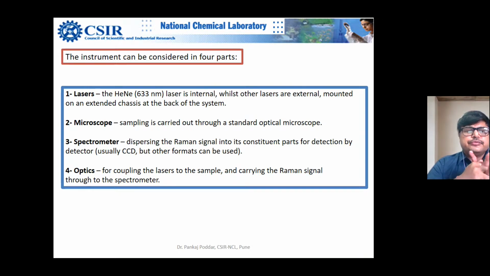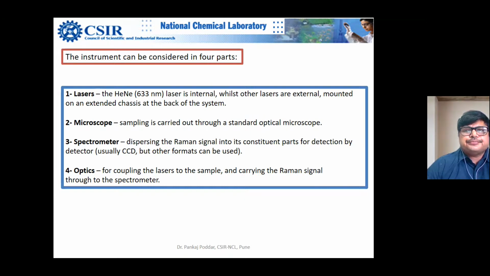And next is basically the spectrophotometer, because you have several Raman shifted photons, so you would like to split them and analyze them. So for that, you need a very good spectrophotometer. There are two types of spectrophotometers: one is single monochromator based and the other is triple monochromator based. I will speak about it. Then finally, the detector is there, and then there are other optics.